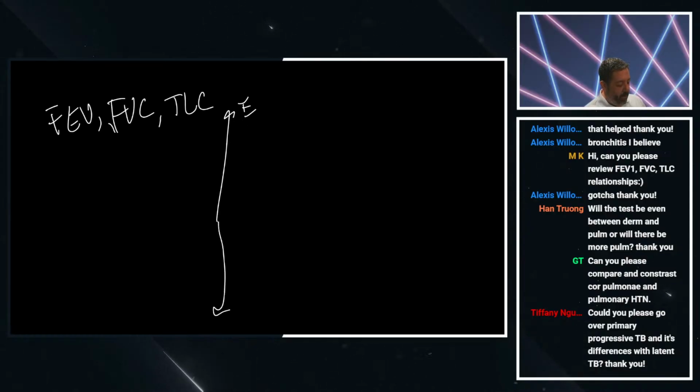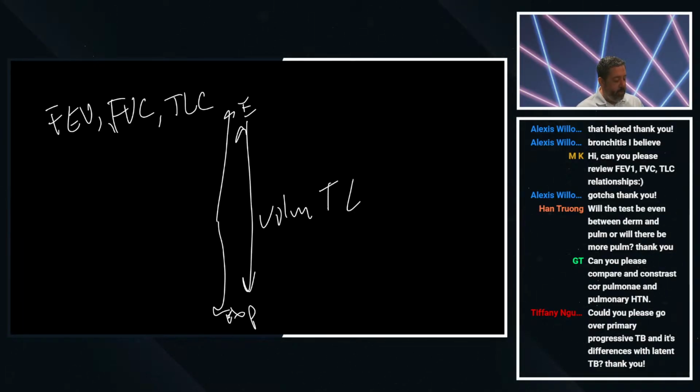Okay, talking about FEV1, FVC, and TLC. So, TLC is just your total lung volume. How much air can you get in and out of your lungs from the very, very peak of inspiration all the way down to the maximum expiration that you can do. Whatever this volume is, that's your TLC.